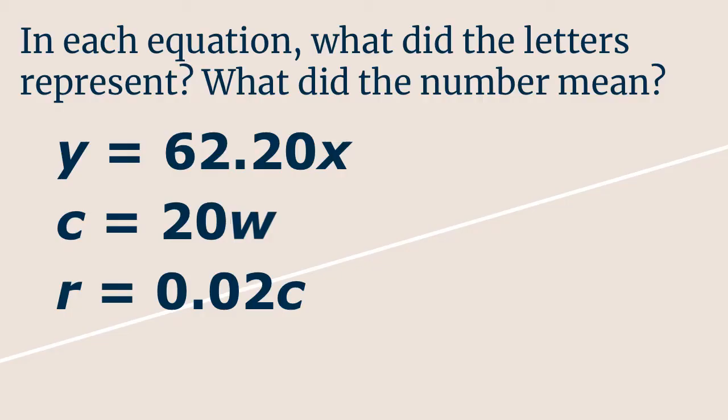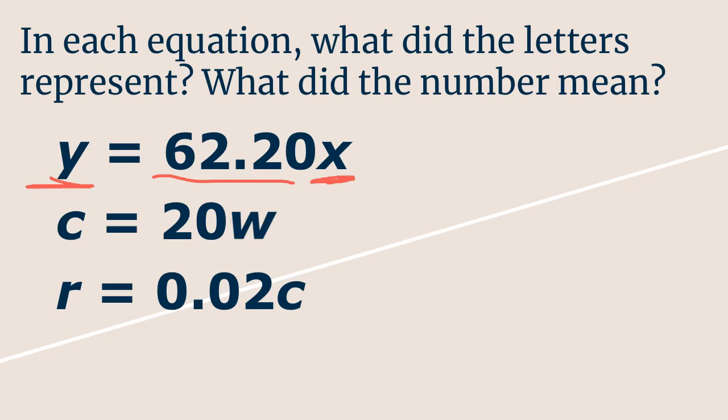In each equation, what did the letters represent? What did the number mean? So for our first equation, x was the number of tickets, y was the total earnings they would make from the ticket sales, and the 62.20 was the cost of one ticket.